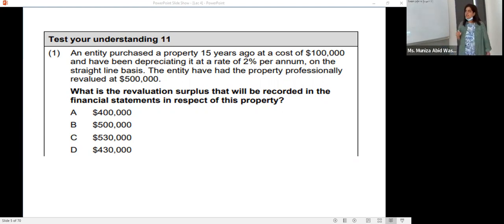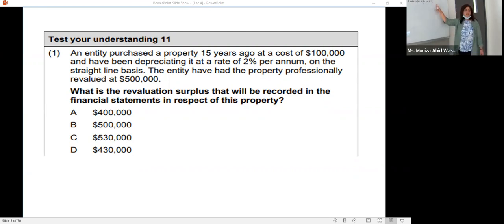Now we have to calculate how much accumulated depreciation will be there. How much per year depreciation is there? 100,000 multiplied by 2%, 2,000. 2,000 we have to take for how many years? 15 years. So how much total accumulated depreciation will be there? 30,000. 30,000 accumulated depreciation will be there.